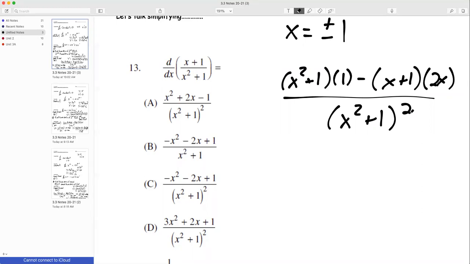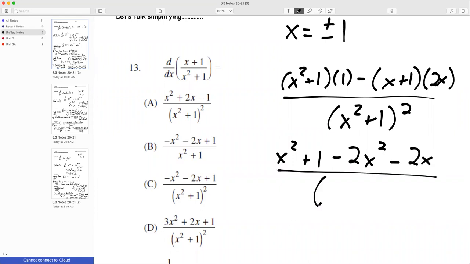Okay. So I distribute the 1 there. That gives me x squared plus 1. And then I'm going to distribute the -2x. So that's going to give me -2x squared minus 2x. And all of that is over x squared plus 1 squared. Everybody with me?